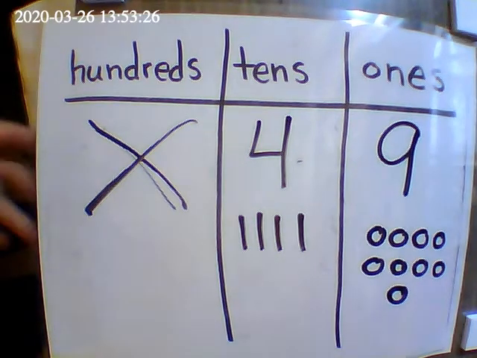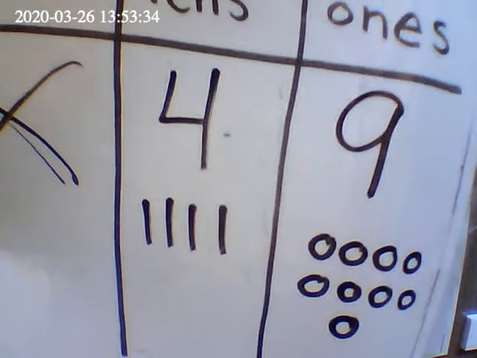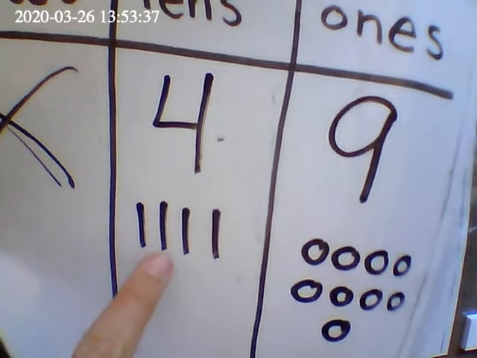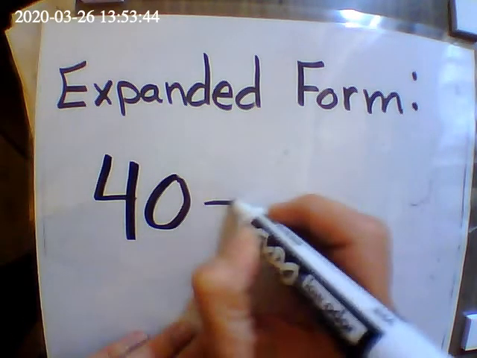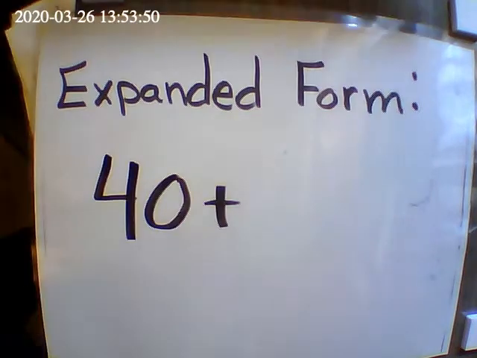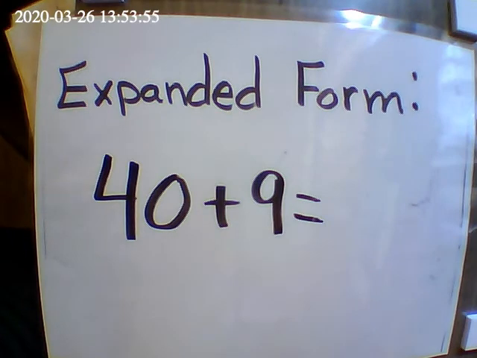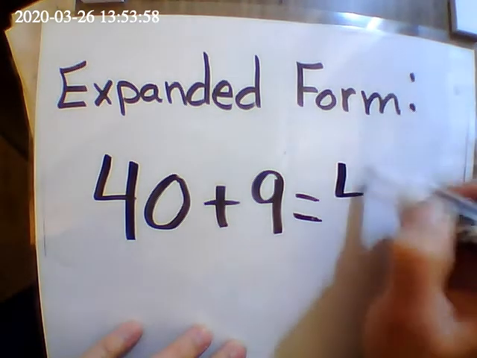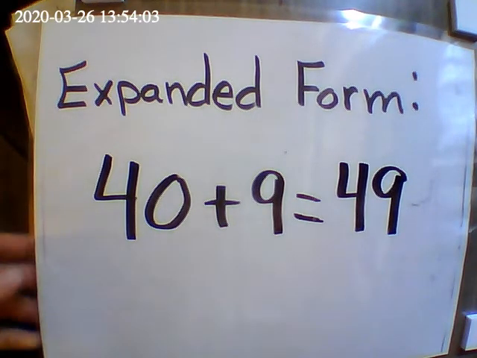Now using 49, we're going to write it in expanded form. So looking at our chart, how many tens do we have? We have 4 tens. Let's count by tens. 10, 20, 30, 40. 4 tens is the same as 40. So we have 40 plus, how many ones did we have? 9 ones. So we have 40 plus 9. What is 40 plus 9? 49. So we just separated tens and ones.